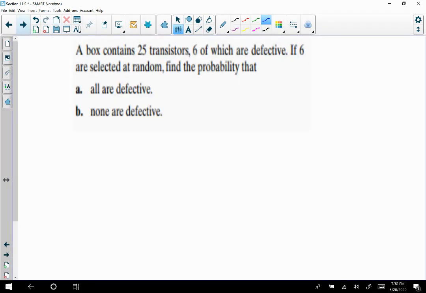All right, so this one says a box contains 25 transistors, 6 of which are defective. If 6 are selected at random, find the probability that A, all are defective, and B, none are defective. So go ahead, think about what this is. Is this the fundamental counting principle? Is this a permutation? Is this a combination? Once you know that, find the total, and then start worrying about these different events. Pause the video now.